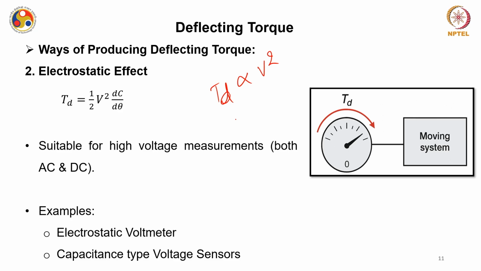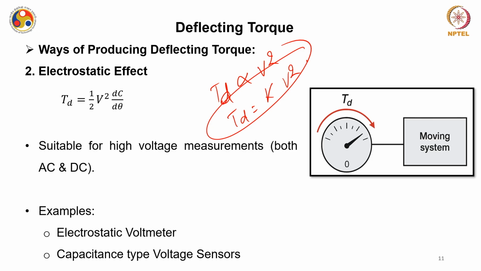They work on the attraction or repulsion between the charged plates. So, deflecting torque is proportional to the square of the applied voltage. Mostly this TD is directly proportional to V square, so TD is equal to some constant into V square. We will see this value of K in more detail when we discuss the electrostatic voltmeters.